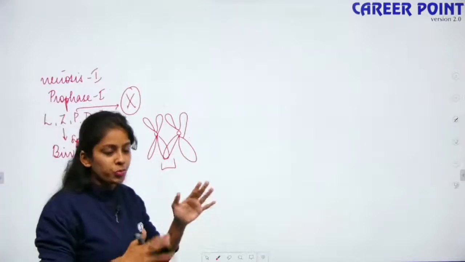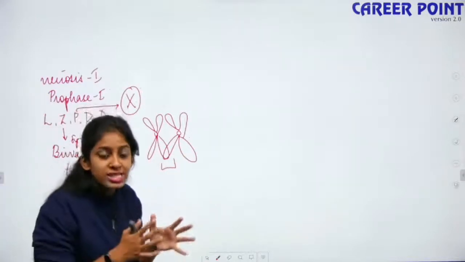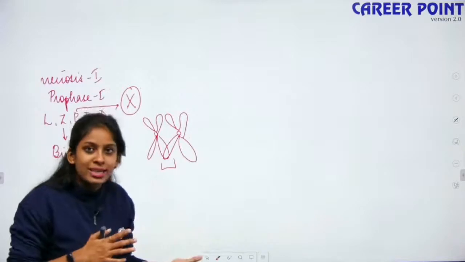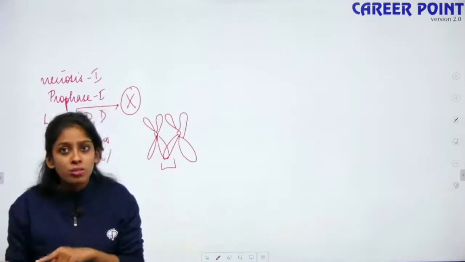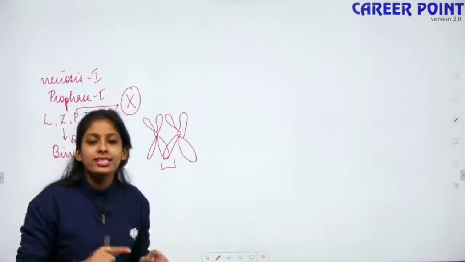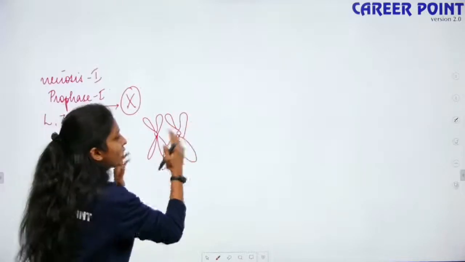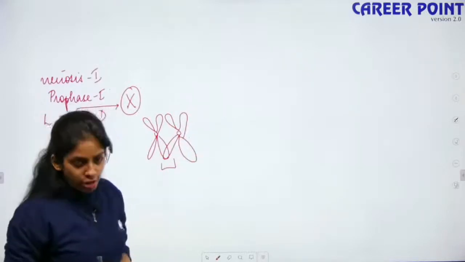Crossing over is not done casually; you have a complex process with enzymes coming into the picture. Stability has to be provided when the chromosome is exchanging its genes. Again, stability has to be provided, and that is done by your synaptonemal complex.